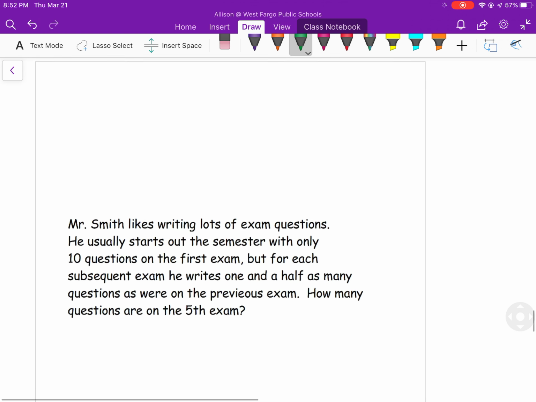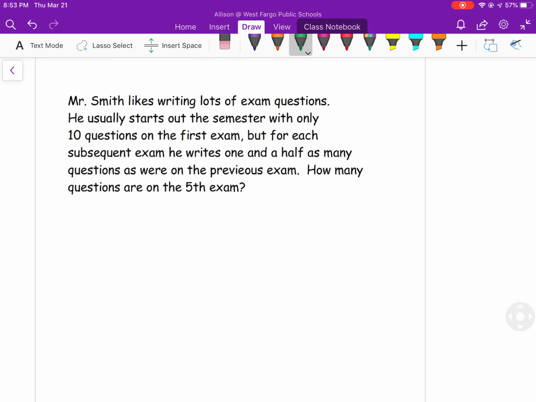Let's move on to a word problem example. Mr. Smith likes writing lots of exam questions. He usually starts out this semester with only 10 questions on the first exam, but for each subsequent exam, he writes 1.5 times as many questions as were on the previous exam. How many questions are on the 5th exam?